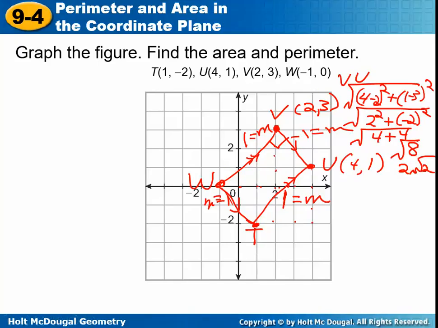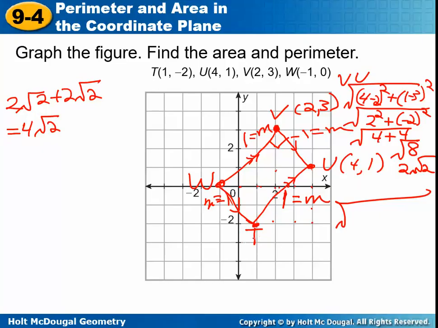So we got that for VU and WT. So 2 square root of 2. If we're going to try to find our perimeter, we'll have 2 of those, which would be 4 square root of 2. Okay, then the opposite sides, we would have the square root.